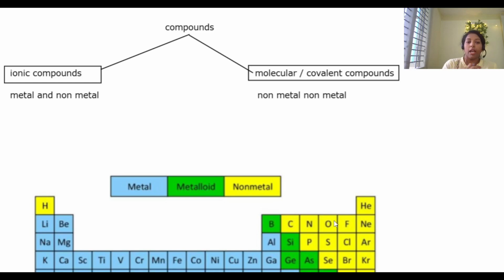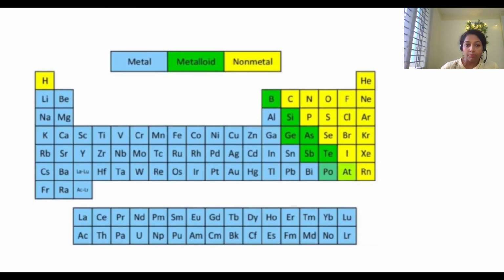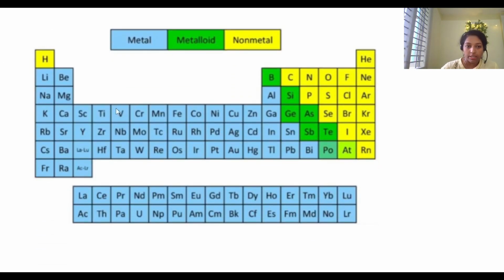Clear? Okay, ionic compounds means metal and non-metal. If a compound is formed by a metal and a non-metal, then you can say it is an ionic compound. Ionic compounds have one set of rules, and if it is non-metal and non-metal, there is another set of rules, because non-metal compounds are called molecular compounds, or otherwise covalent compounds. For example, see the periodic table. In this periodic table, you can clearly see where the metals are and where the non-metals are.